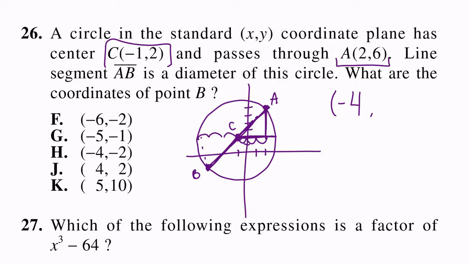Now, how many times do we need to go down? 1, 2, 3, 4. So we'll go down 4. 1, 2, 3, 4. So 4 down from our 2 here would give us -2. So our new point, point B, would be (-4, -2), which matches answer choice H.